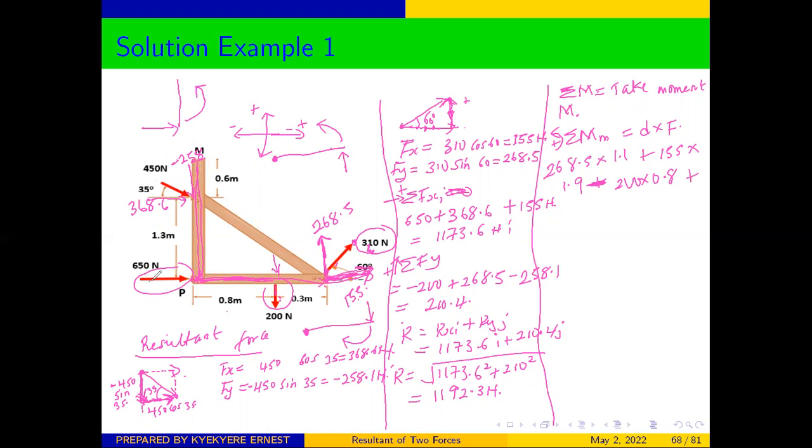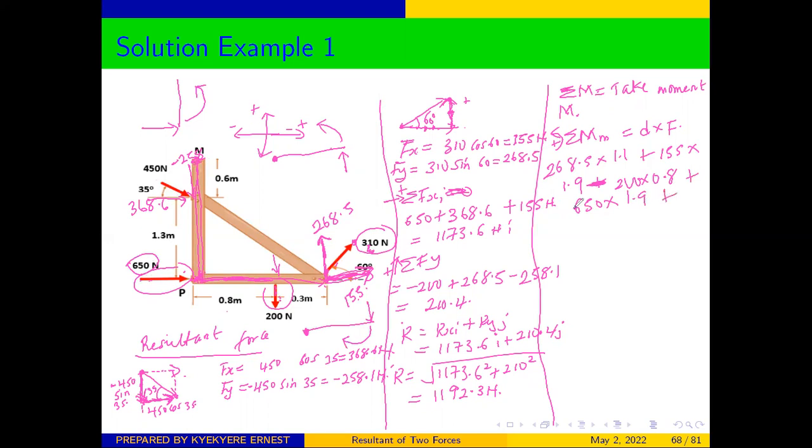Now we have one force here, where we are taking our moment. This is a horizontal force. Therefore, the perpendicular distance will be a vertical distance. We are going to get 650 times the perpendicular distance from this point to where we are taking our moment, which is also 1.9.